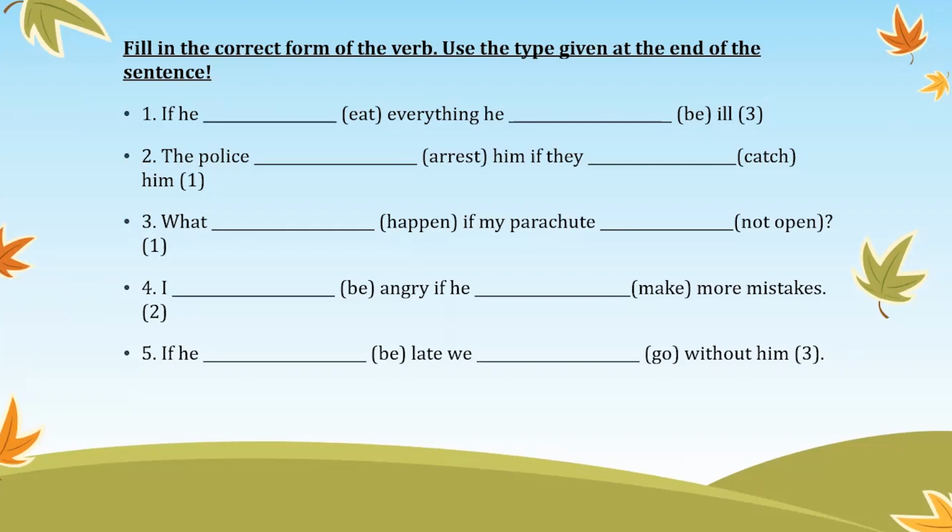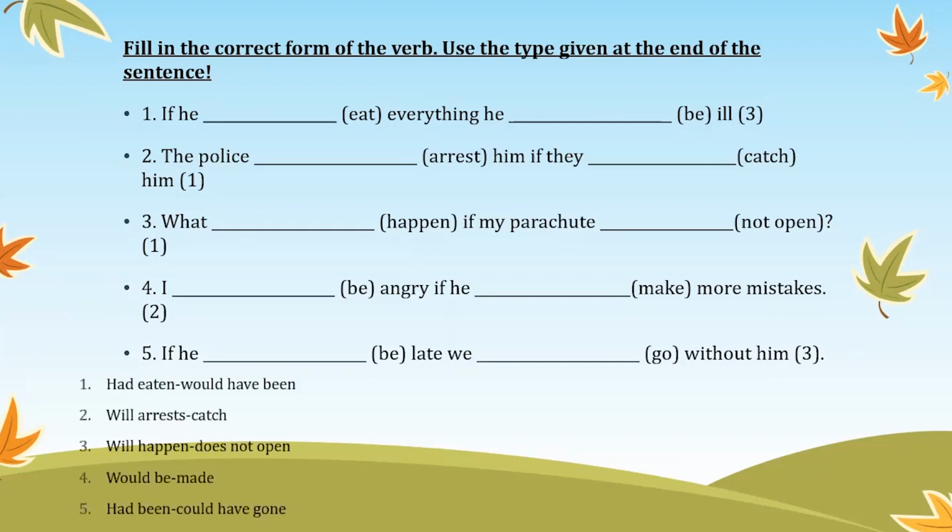All right, let's see the answers. Here they are. So regarding the first question, you are going to use the third type, third conditional. So if he had eaten everything, he would have been ill. So it's easy. For the if clause, you're going to use past perfect, and the main clause, you know the pattern.